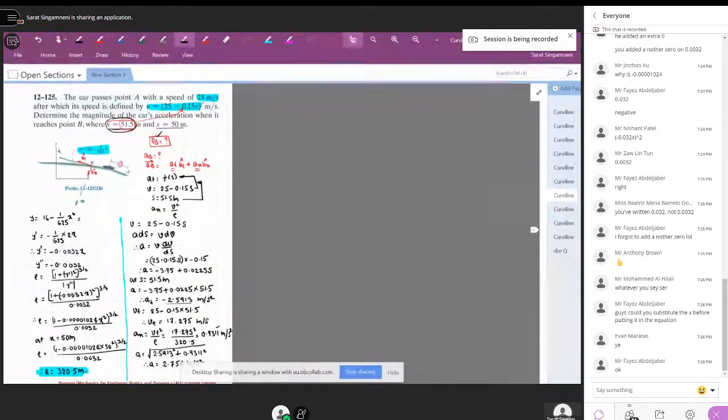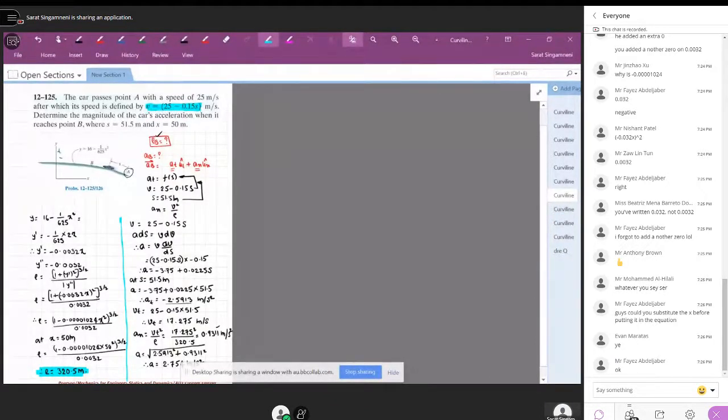Okay, in this problem, the car is passing point A. Let me first delete some of these unwanted things and redo it. So the car passes point A at a speed of 25 meters per second. So that is the starting point. And its speed is defined by V equal to 25 minus 0.15 s meters per second.